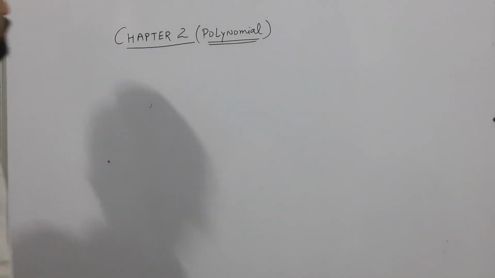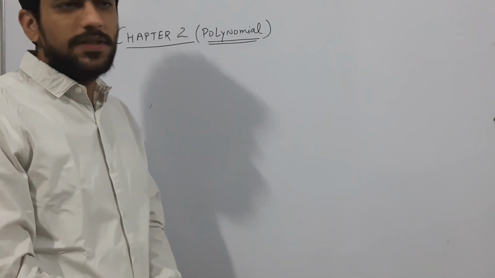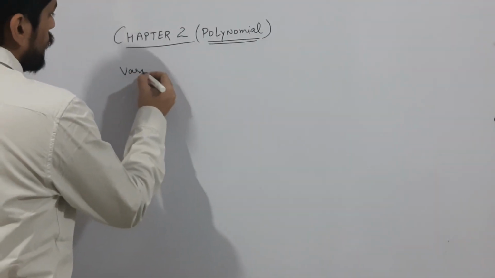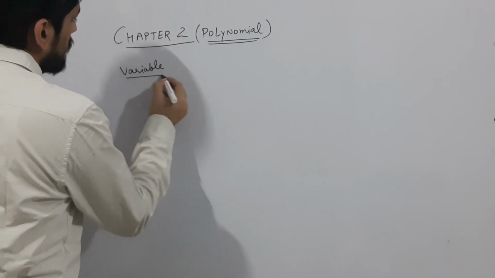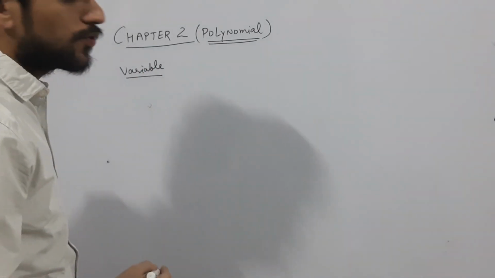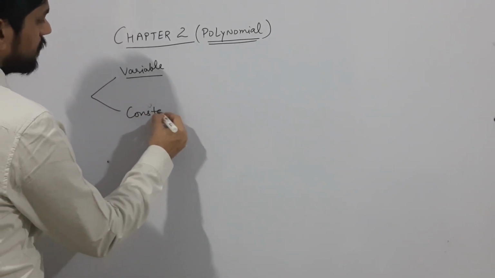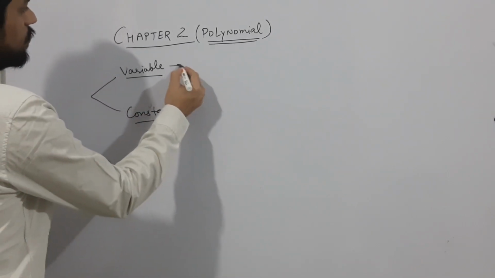Today we will discuss chapter 2, that is polynomial. So let us start. First of all, what do you mean by a variable quantity? In mathematics there are two types of quantity. One is variable and another is constant. Now what is the meaning of a variable quantity?